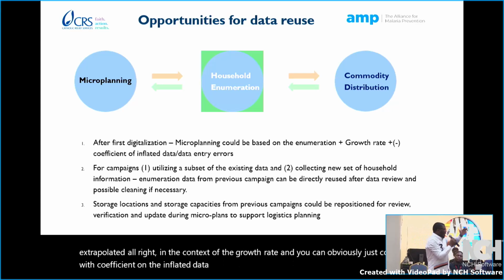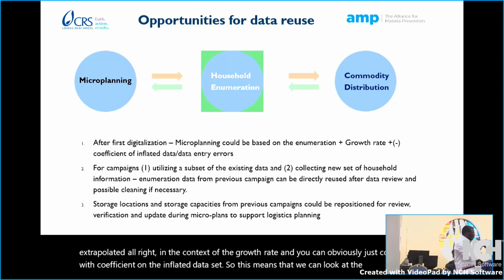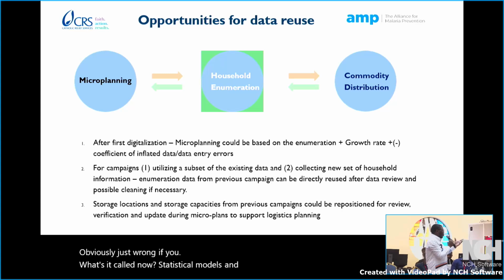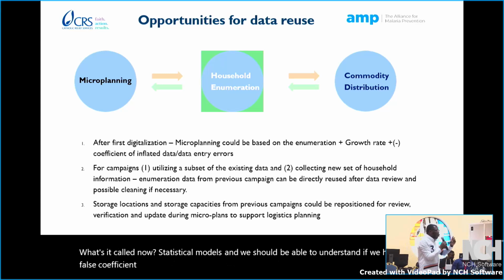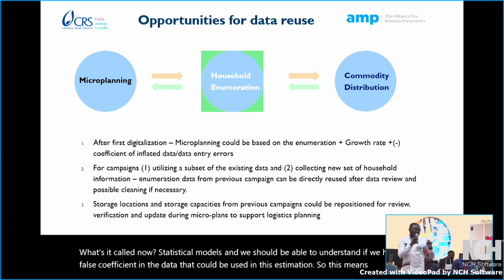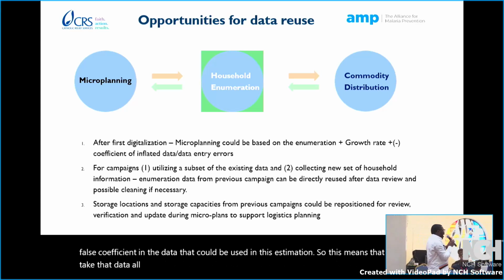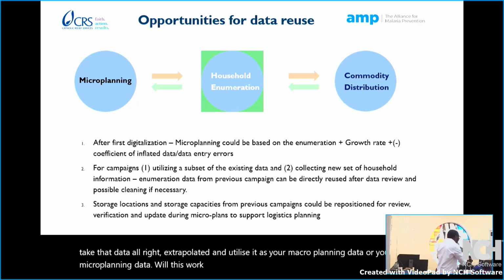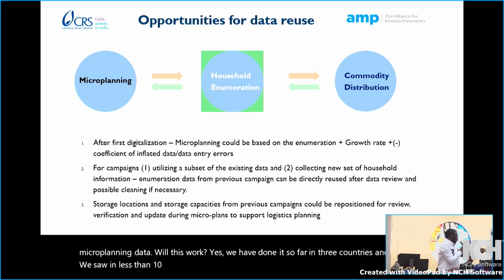So this means that we can look at the data and run a few statistical models, and we should be able to understand if we have some false coefficient in the data that could be used in this estimation. So this means that you can take that data, extrapolate it and utilize it as your macro planning data or your micro planning data. Will this work? Yes. We have done it so far in 3 countries and we saw a less than 10% difference in the reuse of that data.